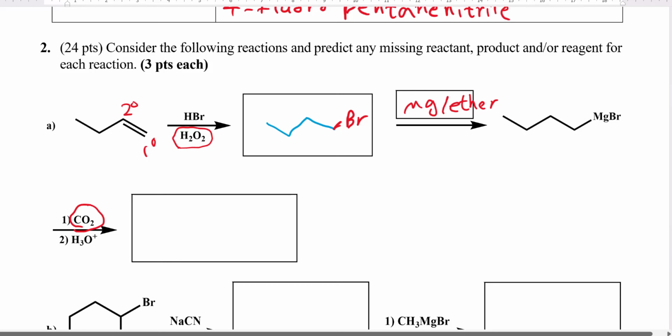So instead of MgBr, we need to put a carboxylic acid group, because Grignard attacks the carbon dioxide. So instead of Mg, we have CO-O negative. Then when we add acid in the second step, this O negative converts to an OH. So we have pentanoic acid.